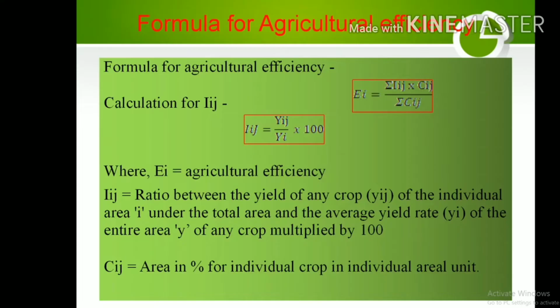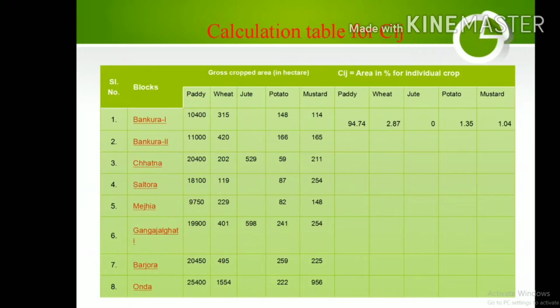So when you calculate the Iij and Cij, you can find out the agricultural efficiency. So let us find out the Cij. How to calculate the Cij? The gross cropped area is already given in the question. You have to find out the Cij, that is the blockwise area in percentage for all the crops. That will give the result of Cij altogether 100%.